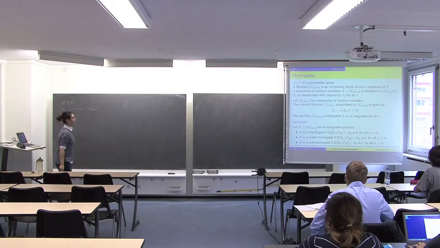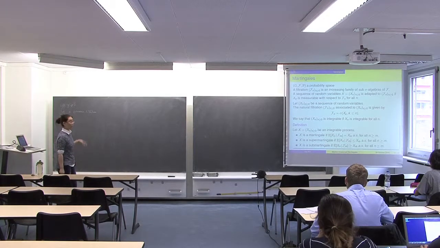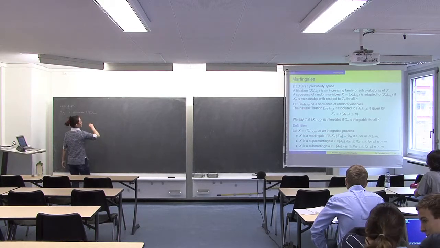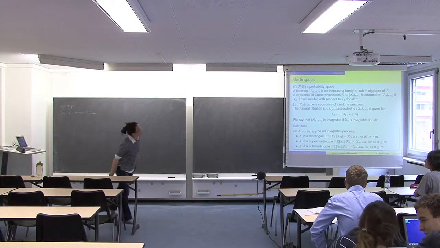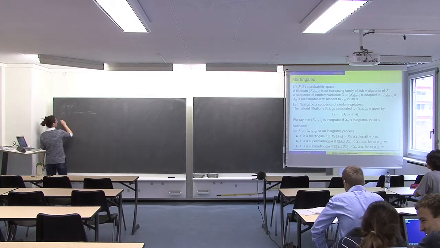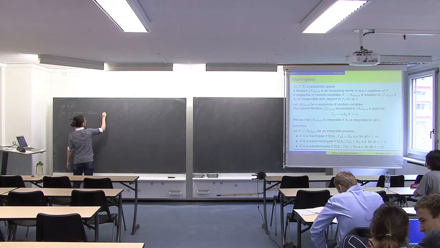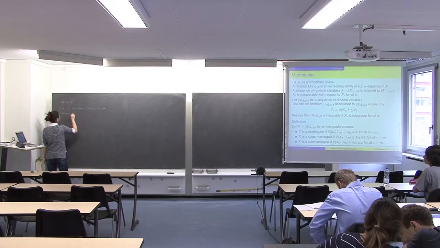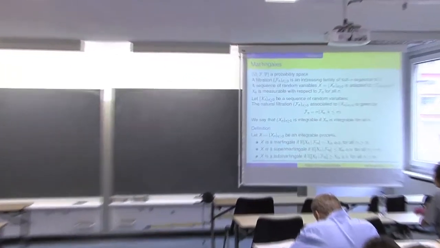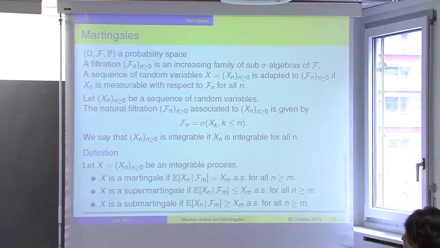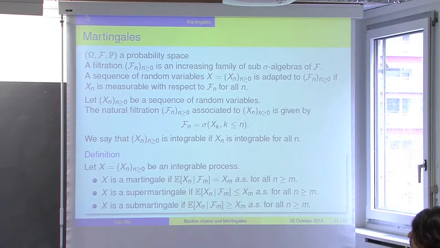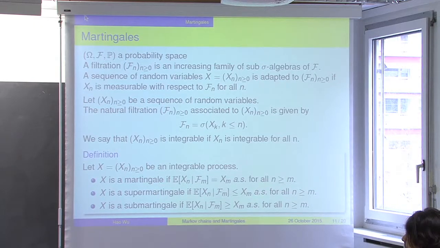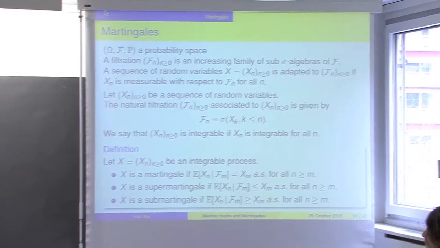If a filtration Fn is a sequence of sub-sigma algebras, then it is increasing. So this is an increasing family of sub-sigma algebras. This is a sequence of sub-sigma algebras and it is increasing, so Fn is contained in Fn plus 1.